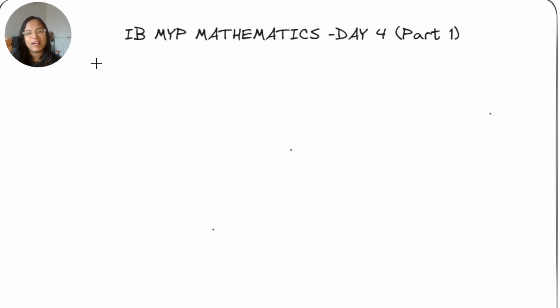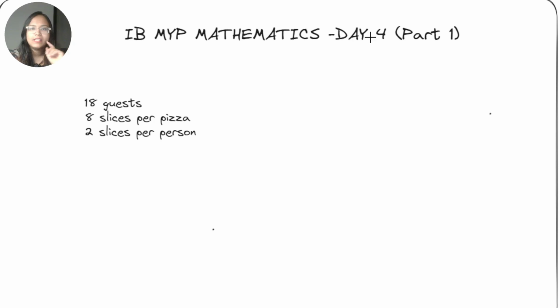So it is in 3 parts. Today's lesson is solving real life problems like a mathematician. Okay? Imagine your family is planning a birthday party. There will be 18 guests and you are planning to buy pizzas. In each pizza there are 8 slices and you think each person will eat 2 slices. So here's my question. How many pizzas do you buy?